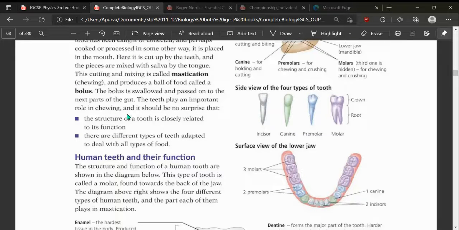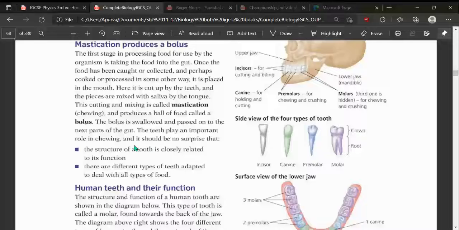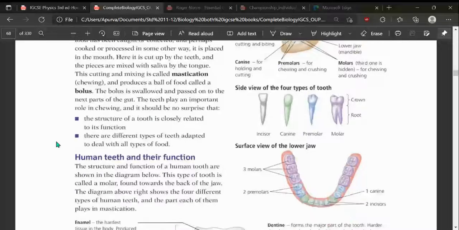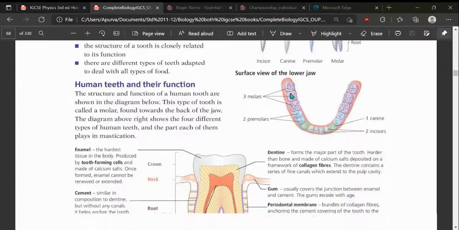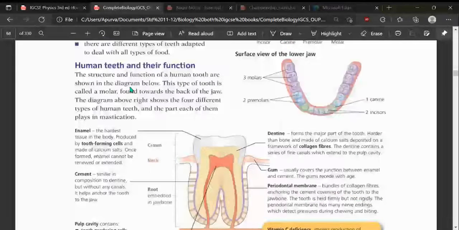The teeth play an important role in chewing, obviously, and it should be no surprise that the structure of a tooth is closely related to its function. There are different types of teeth adapted to deal with all types of food. Human teeth and their function. The structure and function of a human tooth are shown in the diagram below. This type of tooth is called a molar, found in the back of the jaw. So these are the molars here.